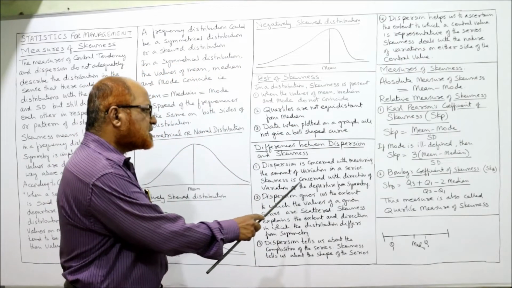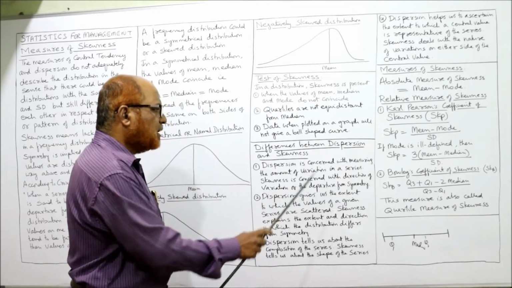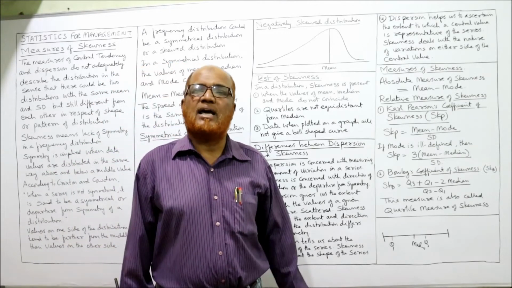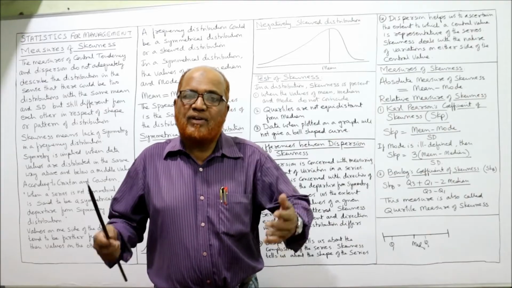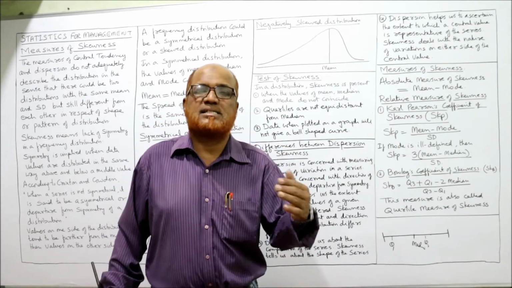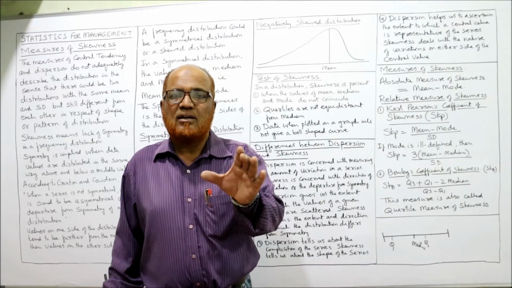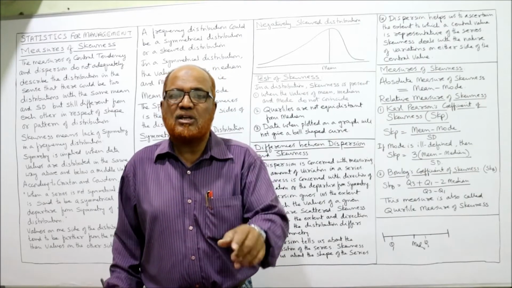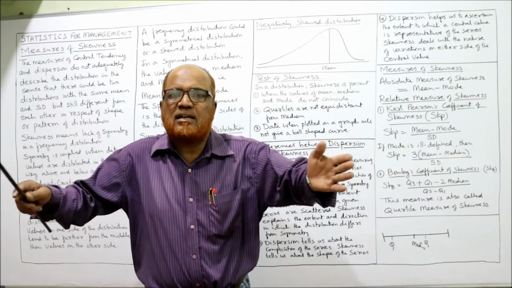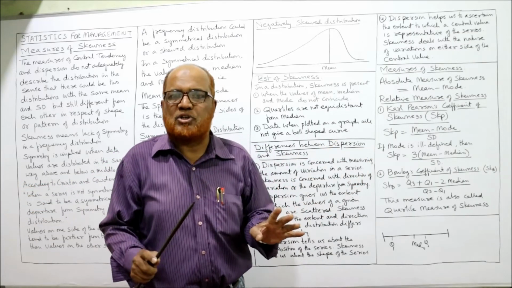Now skewness is concerned with the direction of variation, the departure from symmetry. The skewness will study the direction of variation: where the variations are more, where the variations are less. That study of the direction of variation is skewness. Whereas if we study only scatteredness, with no direction, it is called dispersion.